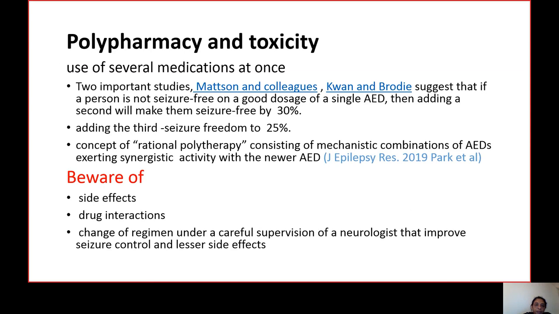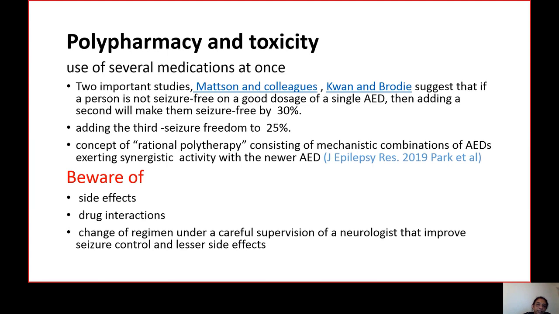So there have been two important studies by these people. They have found that if a person is not seizure free on a good dosage of a single anti-epileptic, then adding a second one will make them seizure-free by about 30%. So that means they have another one-third chance that they can become seizure-free. And earlier the thought was that after adding two, the third or the fourth one will add to side effects, but not the control of the seizures.